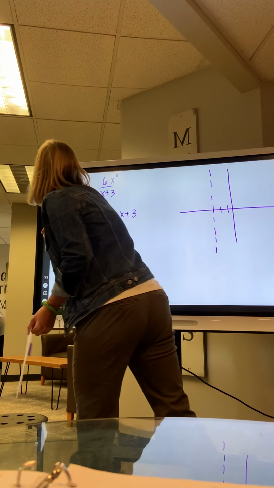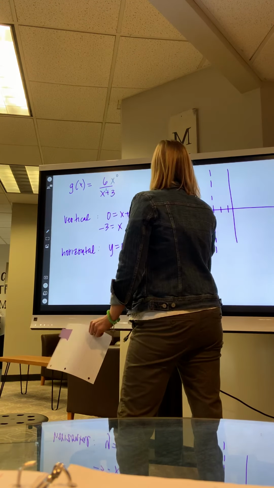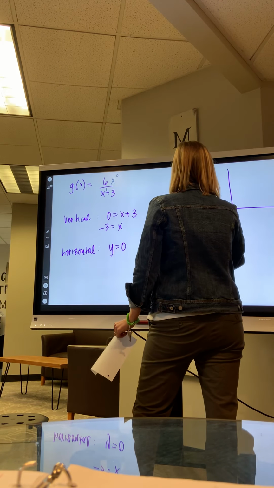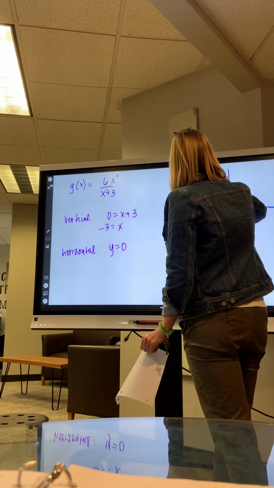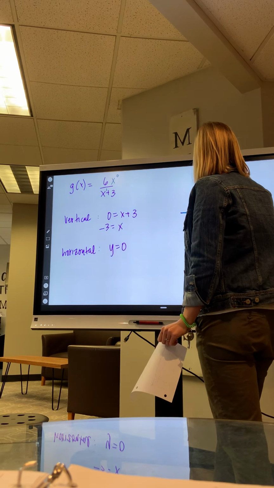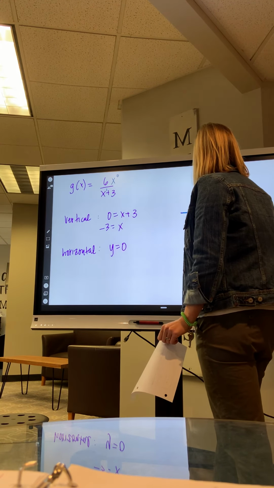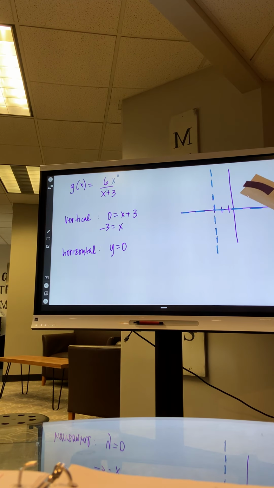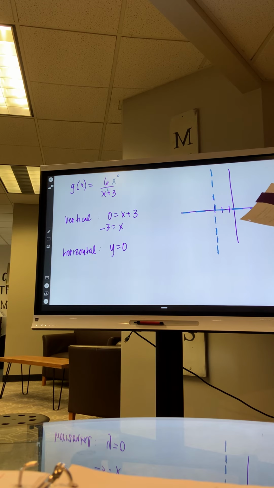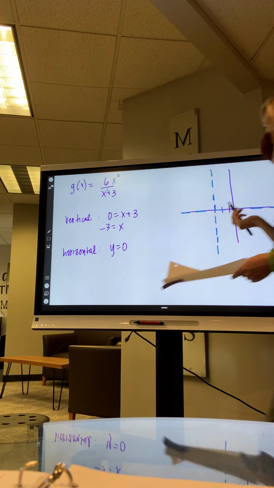So I guess I should put this in a different color. I've got this one. So here are two asymptotes so far: one at x equals -3 and one at y equals 0. And then we can figure out other things. We're going to test points. Let's figure out what the x-intercept is. That might help. How would I figure out what the x-intercept is? And the y-intercept?